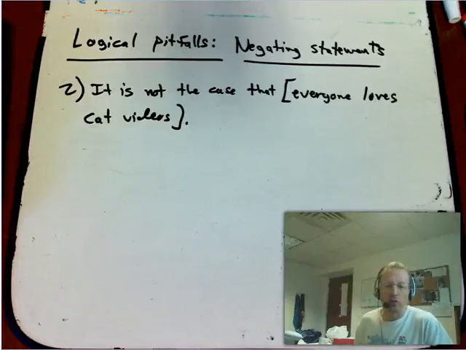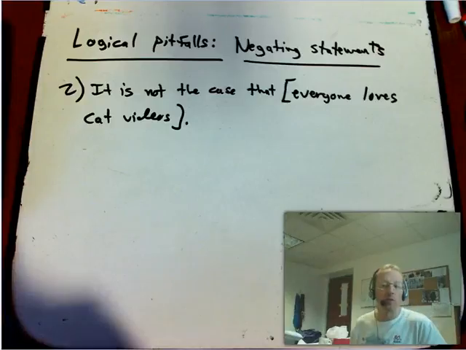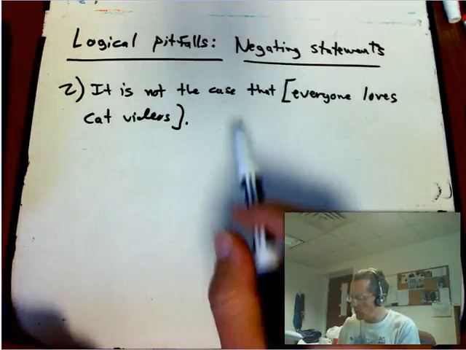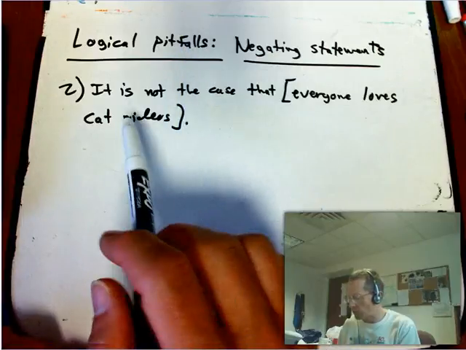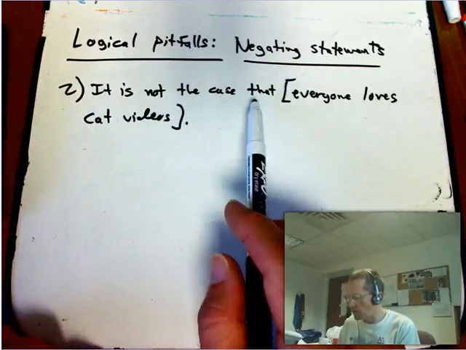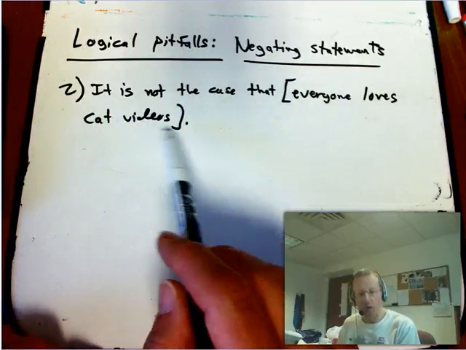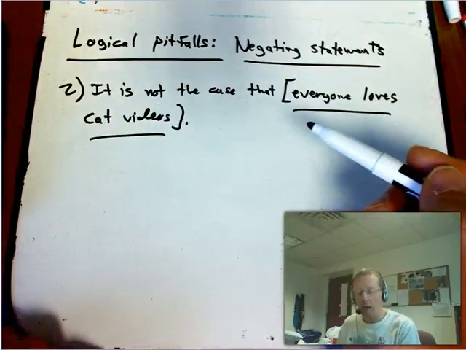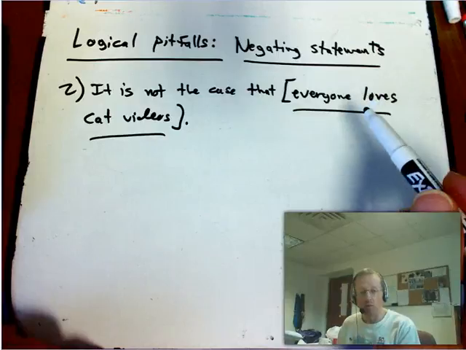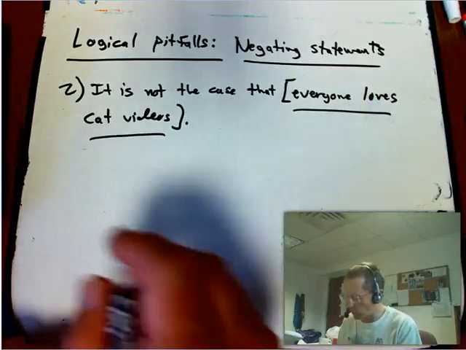So we're going to look at two more quick examples of negation, and one of them is actual number theory, believe it or not. They're both going to be negating quantifiers, statements involving quantifiers. So it is not the case that everyone loves cat videos. We're taking the statement, everyone loves cat videos, and then we're negating that statement. We want to see what's equivalent to that.